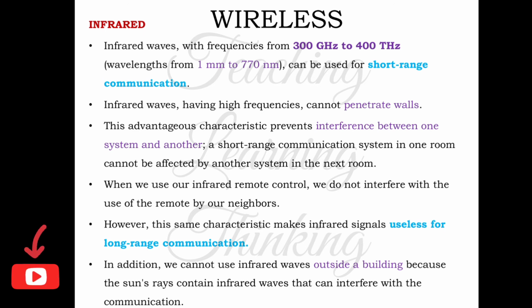In a short range communication system, one system cannot be affected by another system in the next room. When we use our infrared remote control, we do not interfere with the use of remote controls of our neighbors. However, the same characteristic makes infrared signals useless for long range communication, which is a disadvantage. In addition, we cannot use infrared waves outside a building because the sun's rays contain infrared waves that can interfere with the communication. It can only be used inside a building.